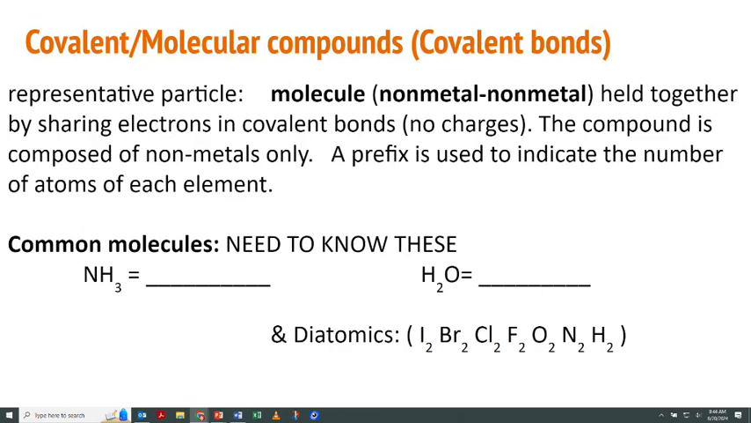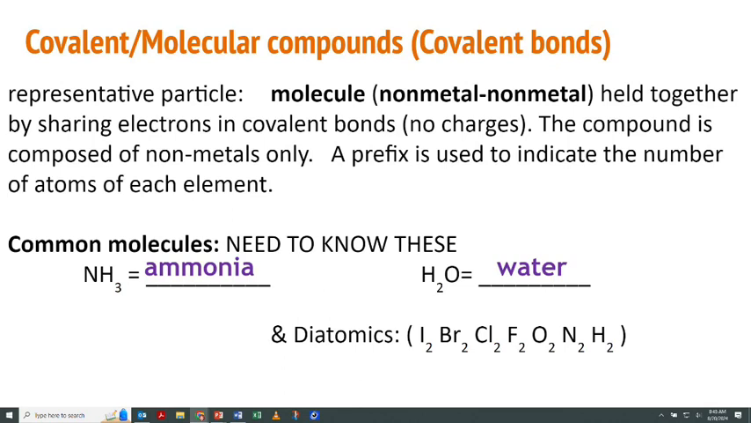So we use prefixes, which we'll talk about in just a moment, to tell how many of each element are in that specific compound. Now there are two covalent compounds you need to know the common name of, that we might not call nitrogen trihydride. That's ammonia. They're probably going to use the word ammonia. And then, of course, H2O is water.